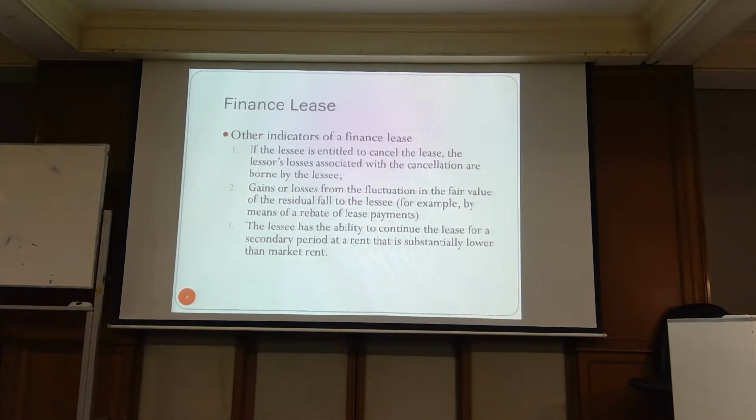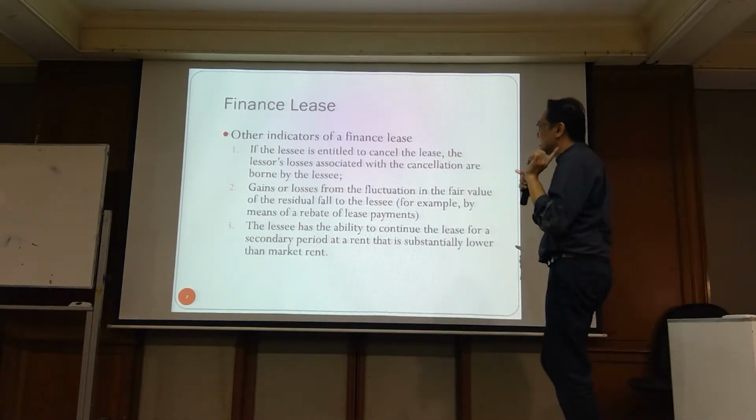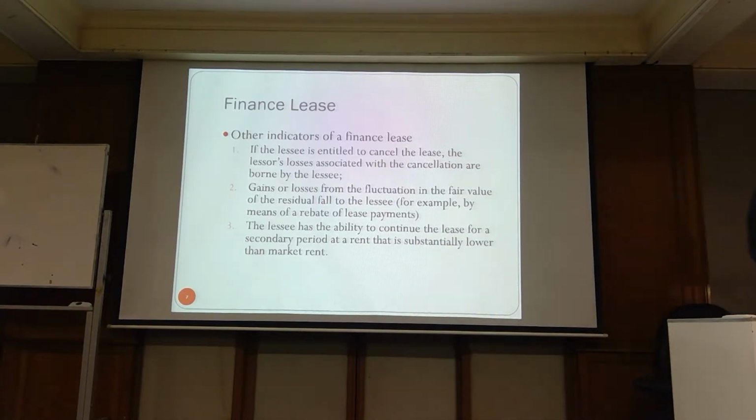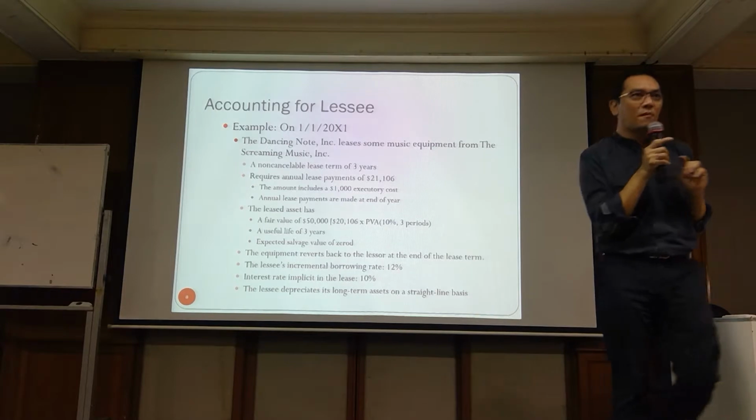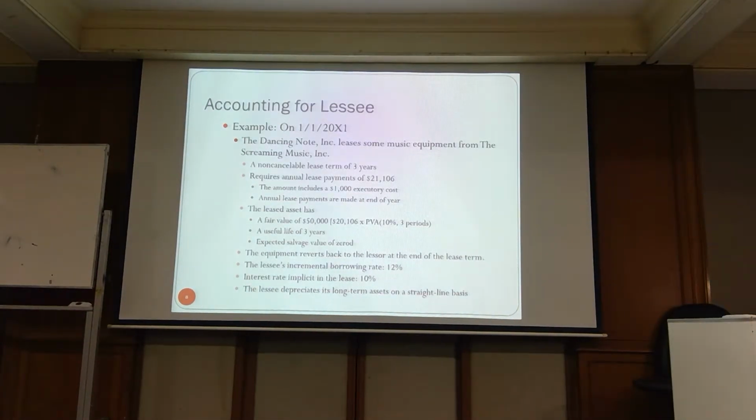Okay, 5 situations, 3 indicators. That's the signs of a finance lease. If you can identify that I'm going for a finance lease, then move to the next things. Here are the examples. Read the question first, and I'll explain it to you later. This is some information about the lease here.